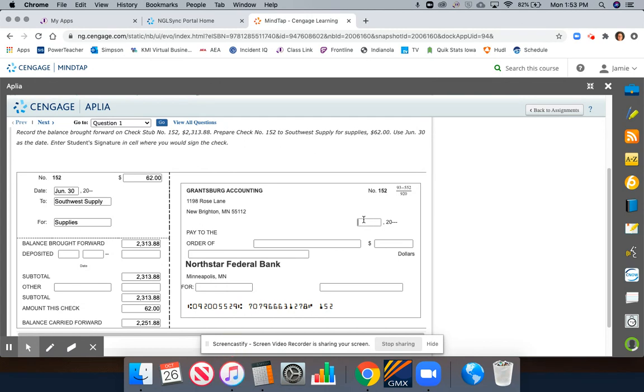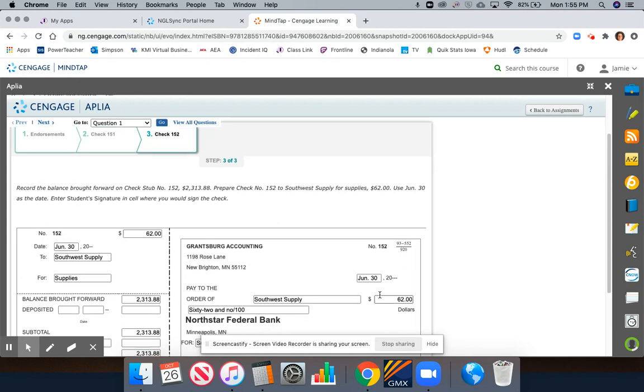And now we need to complete our check. So we are writing this check on June 30th. We're writing the check to Southwest Supply for $62. Then we need to type out $62 and no 100, meaning we don't have any change. This is for supplies, and then you insert your name there.